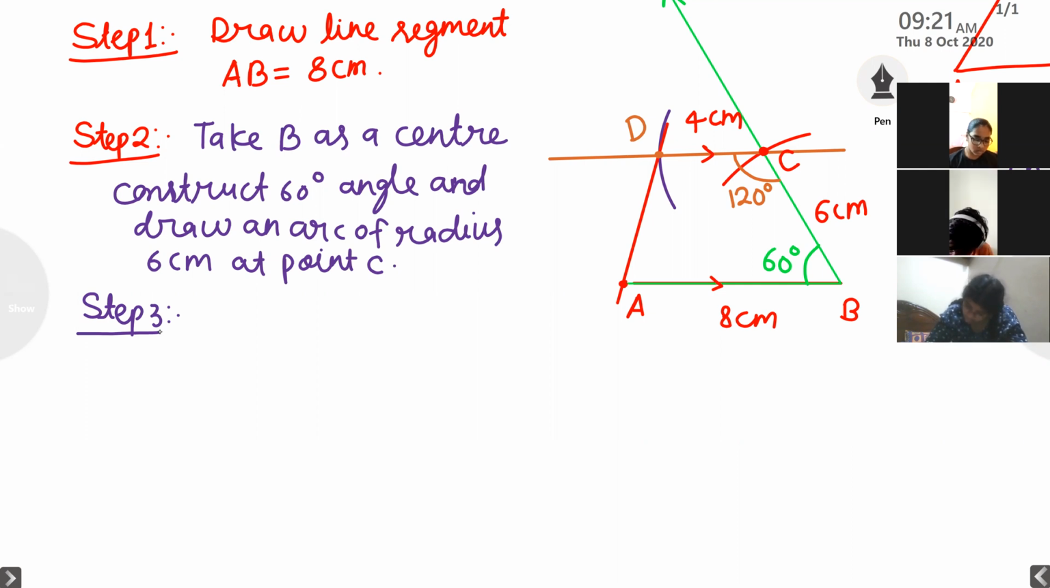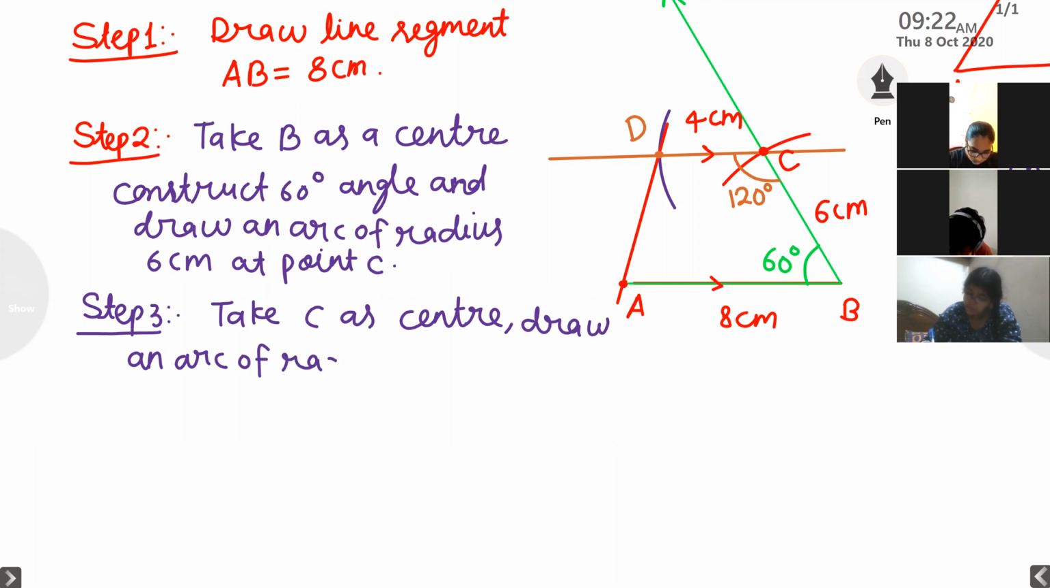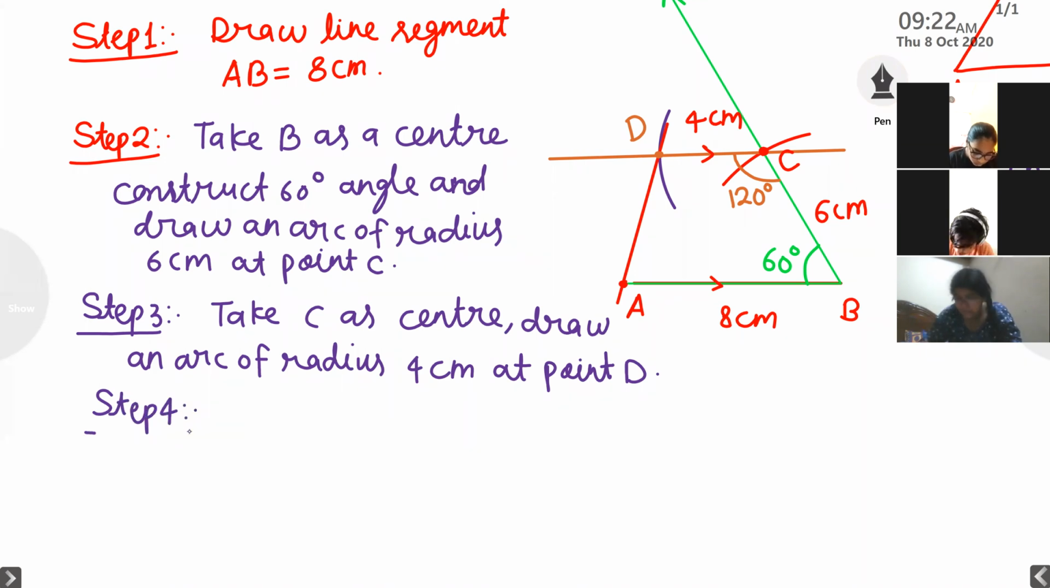Step 3. Take C as a center. Draw an arc of radius 4 centimeter at point D. Step 4. Join CD and AD.